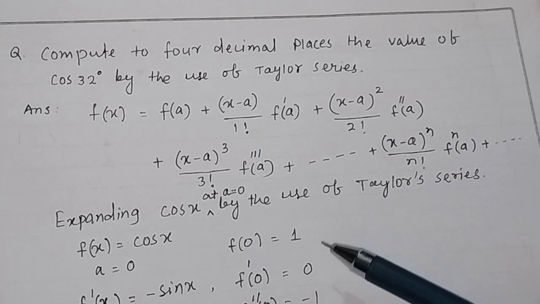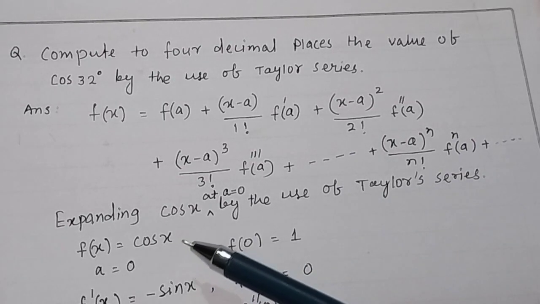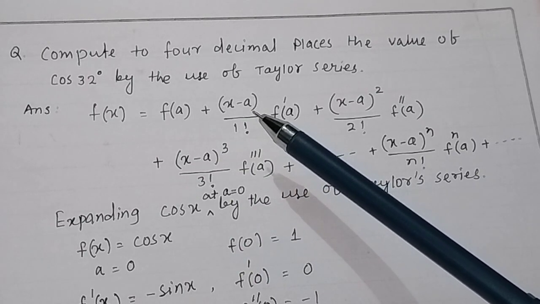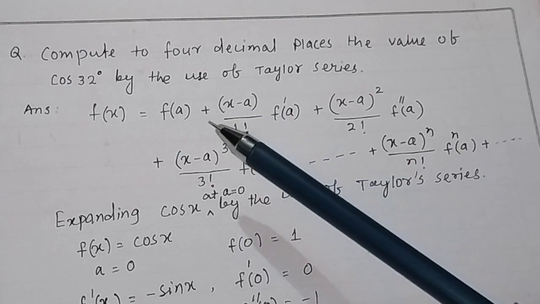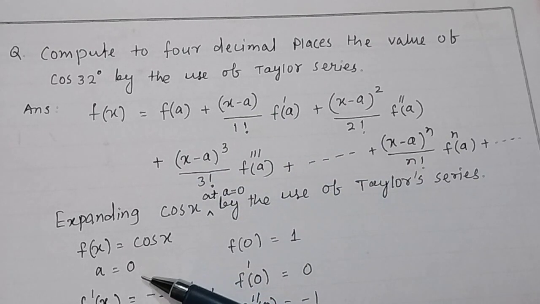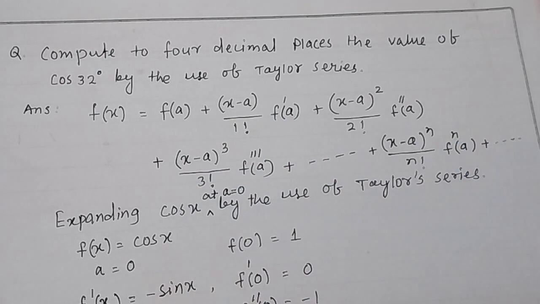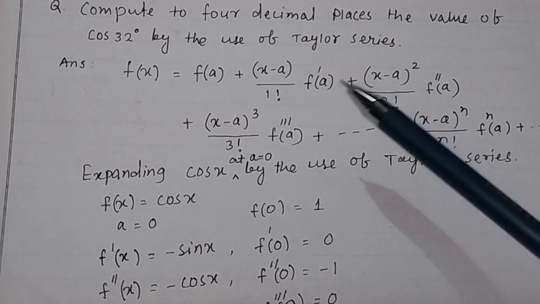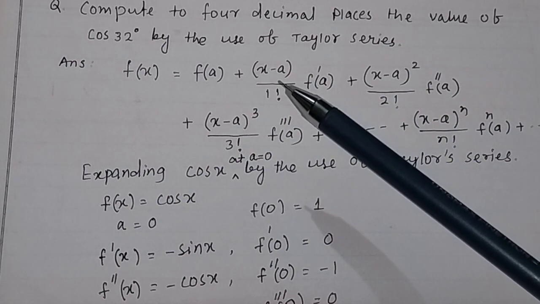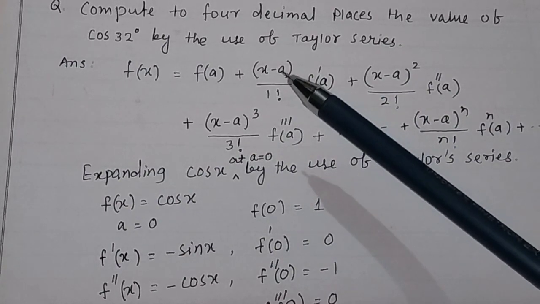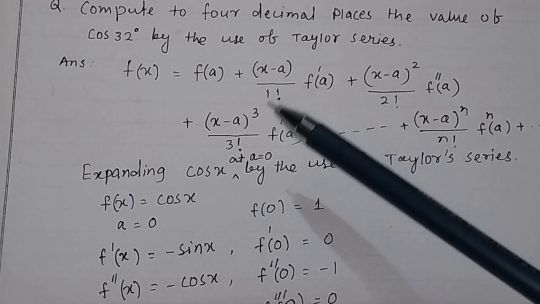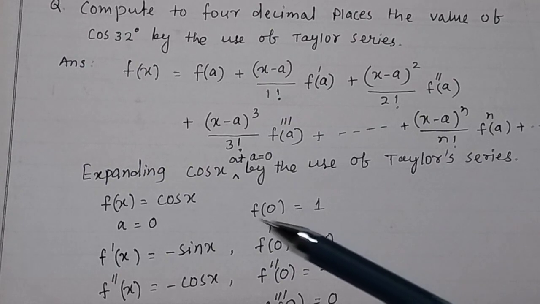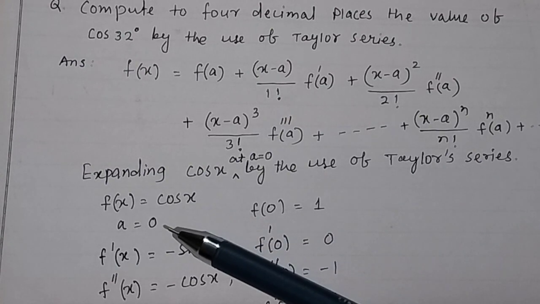And here, how can you expand the function cos x? Here you have to put the value of a equal to 0. If the value of a is equal to 0, then the function will be cos x, because a is equal to 0, so you will define the function at x equal to x itself. So expanding cos x at a equal to 0 by the use of Taylor series, here f(x) is equal to cos x, a equal to 0.